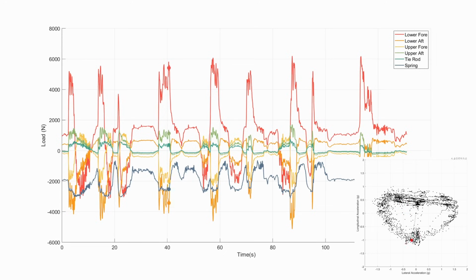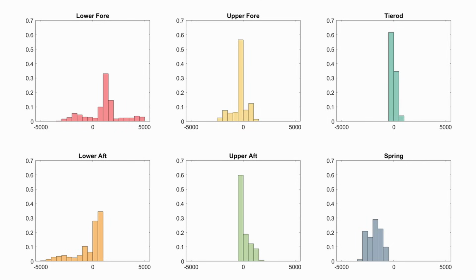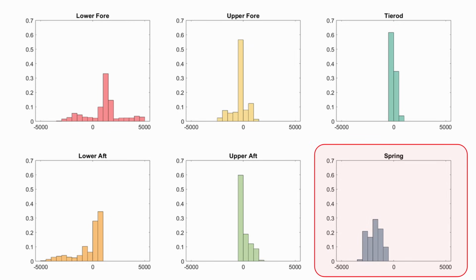Now, one way we could look at this load history is that we can take these loads and put them in a much easier to understand format where we can put it into histograms of the loads for each of these links. For most of these histograms, we see that they're roughly centered around zero load, indicating that at least on this track, there was reasonably even left and right hand turns. The fact that the spring link is always negative, it means it's always under compression, means that that spring never fully unloaded.